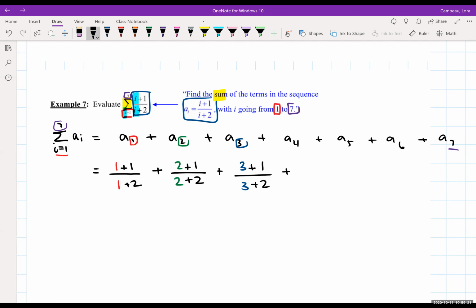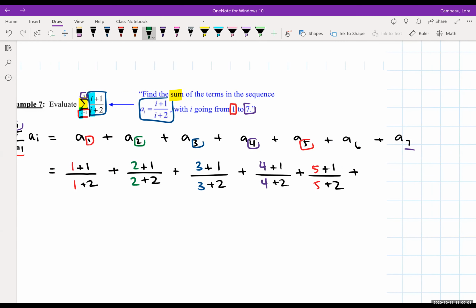Plus, we have a sub 4. So that will leave us with, let me write it out. I have i plus 1 over i plus 2, but that means we plug in i equals 4. Now we have a sub 5. Again, i plus 1, i plus 2. This time around, we're plugging in for 5. So (5 plus 1) over (5 plus 2). Almost there. I believe we have a 6.